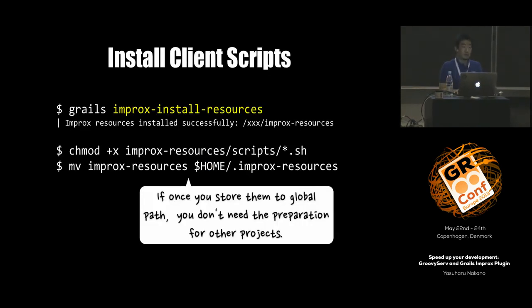The Improx plugin provides some client scripts. You can install them by the improx install resources command. There are some shell scripts, so you must add execute permission to them. You can use them in commands for different projects, so I recommend installing them to a global path. For example, .improx resources under your home directory. Once you store them in a global path, you don't need the preparation for other projects.